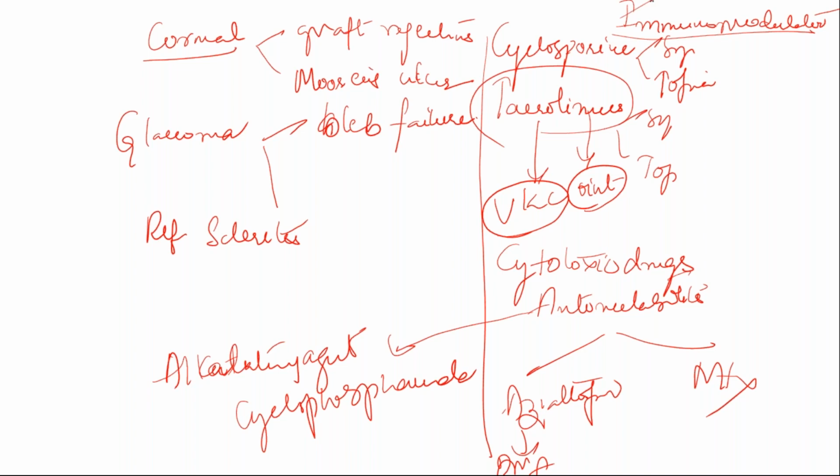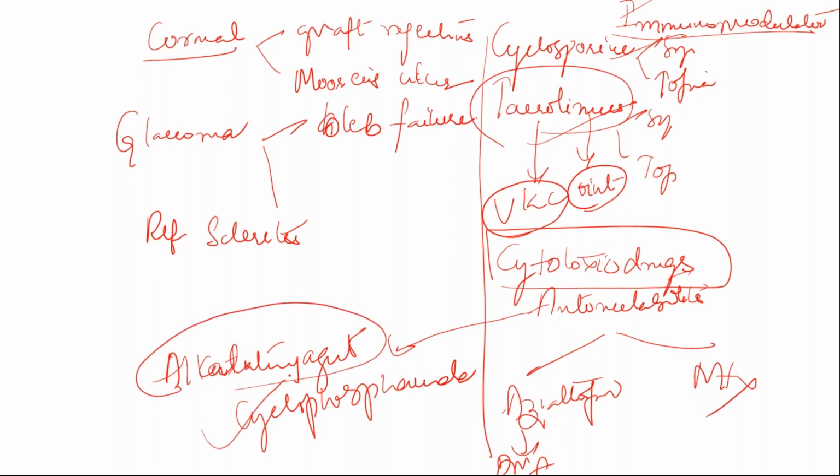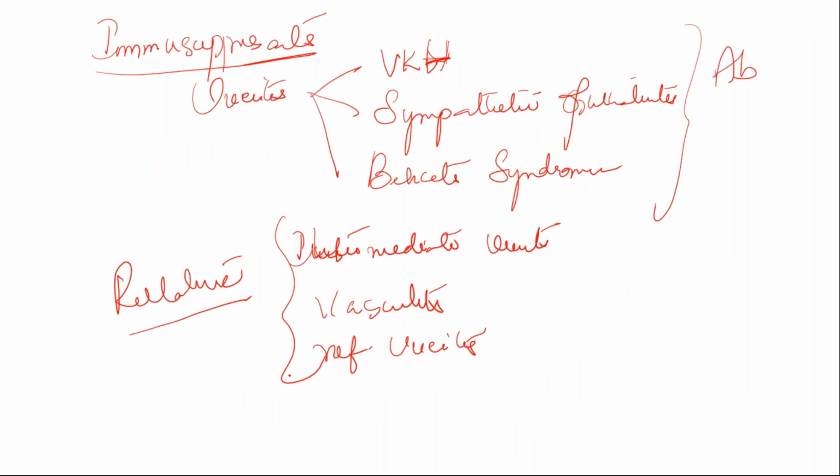So coming to immunomodulators, cyclosporin is the first one, second one is tacrolimus. And coming to cytotoxic drugs, again they are divided into antimetabolites, that is azathioprine and methotrexate, and the second one is alkylating agents, the most commonly used is cyclophosphamide. Okay, so these are all the immunosuppressants we use. As I told you previously, the most common indications are VKH, sympathetic ophthalmitis, and Behçet syndrome. Other relative indications are also there where we use immunosuppressants.